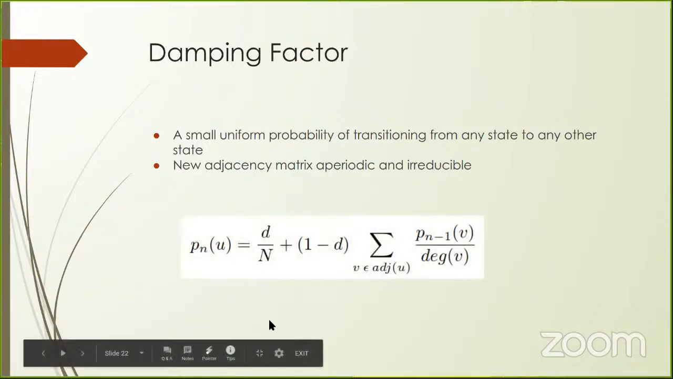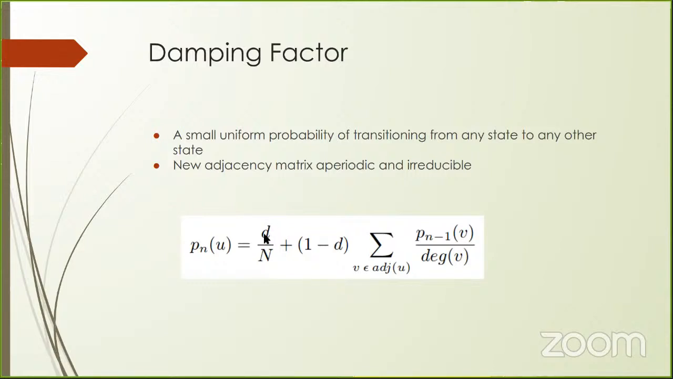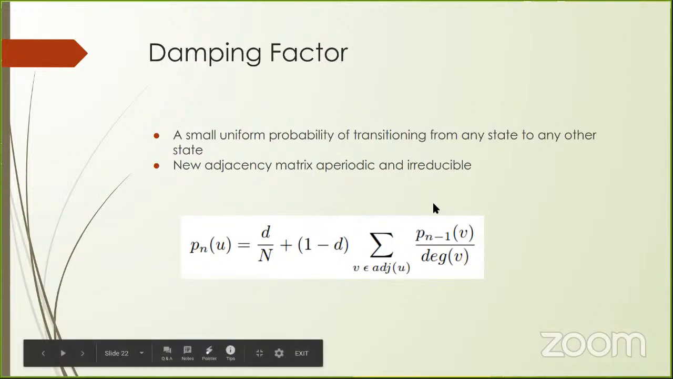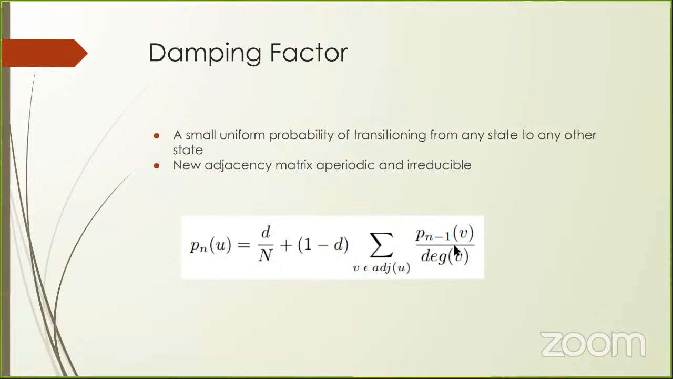So what we do is, this part you recognize, this is our original equation. And we give a weight D. With a weight D, we can say, okay, with some probability of 1 by N, I can go from any node to any node. And with 1 minus D, we follow what we were doing before, which depends on the connections. And your final equation becomes this.